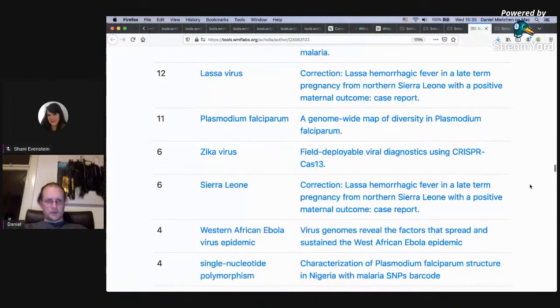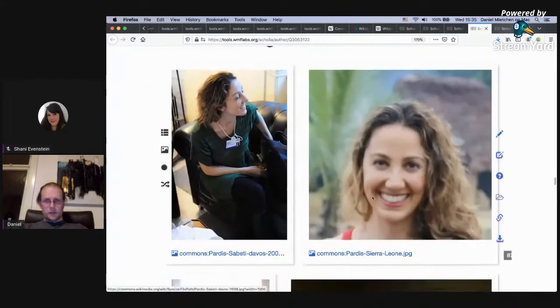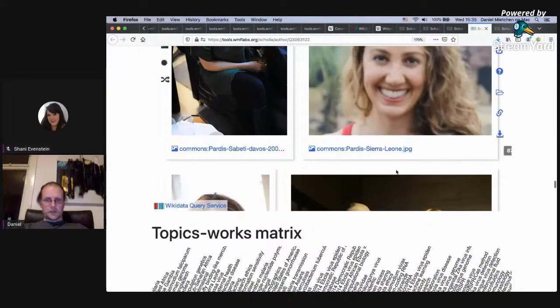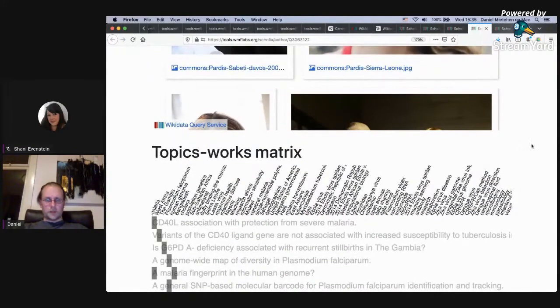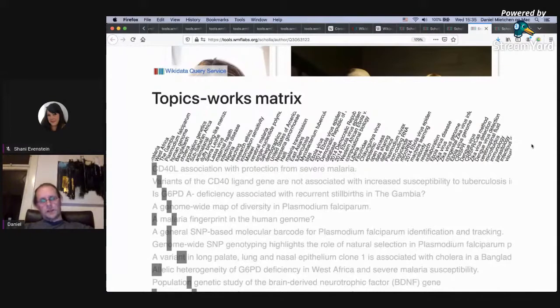Lassa virus, Zika virus, yeah. Then we see some images. Yes, that's actually her. And there are other people, like some of her collaborators, for instance, would show up in this image matrix. Then we see here the matrix that maps the individual papers that Wikidata knows about, that she has co-authored, and then the topics.